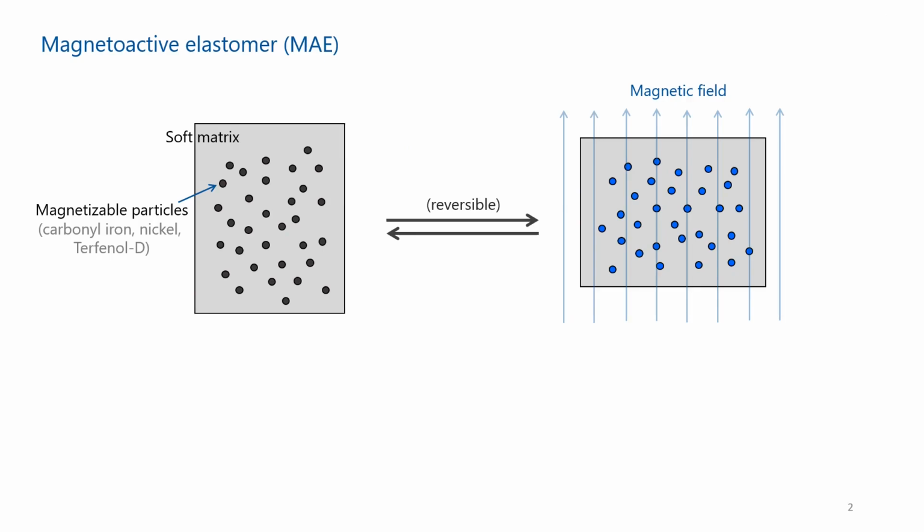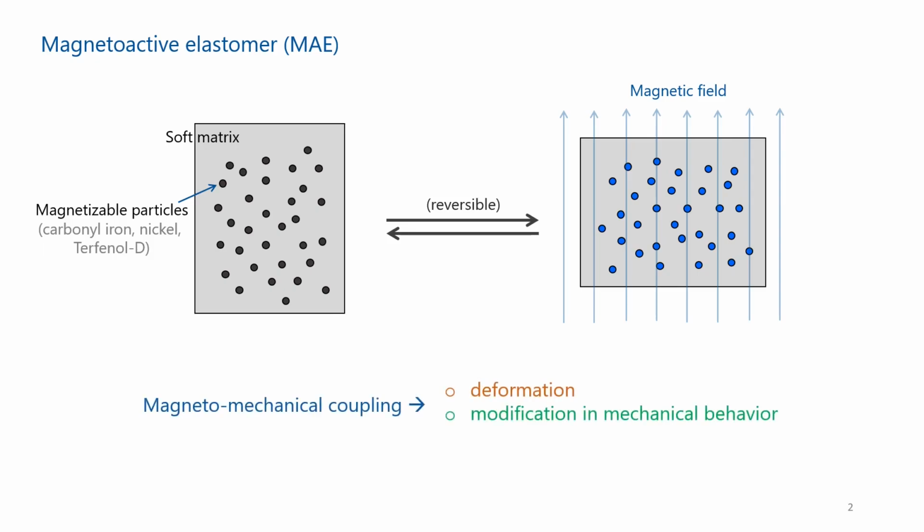Magnetoactive elastomers belong to a class of soft active materials that respond to the application of magnetic field. In principle, they consist of magnetizable particles that are embedded in the soft matrix. In the presence of magnetic field, the particles interact with the field and also with each other. Because of this magnetomechanical coupling, the properties of the MAE can be modified remotely and reversibly, and they can also be deformed by the applied magnetic field.